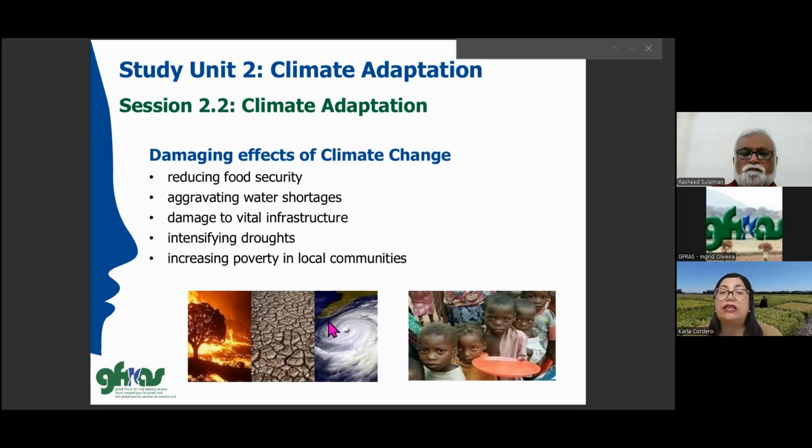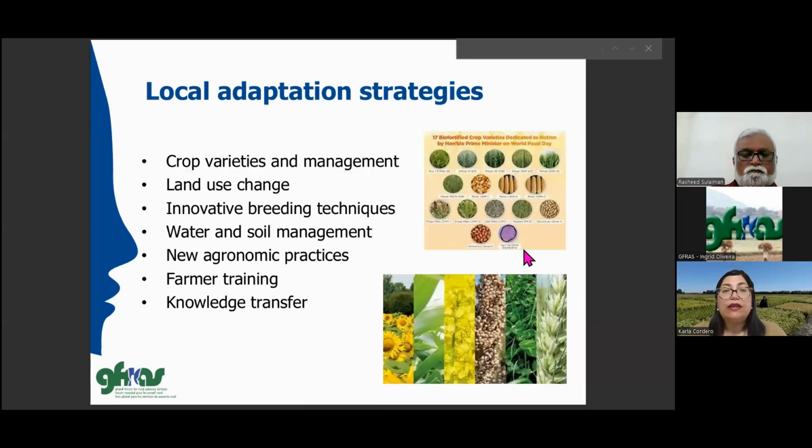And we can see here in the pictures clearly how the weather is becoming wild and the fires are becoming wild, and that is going to affect the most vulnerable people. As you can see in the pictures, this poor little child doesn't have enough food to eat. So also, there are local adaptation strategies.